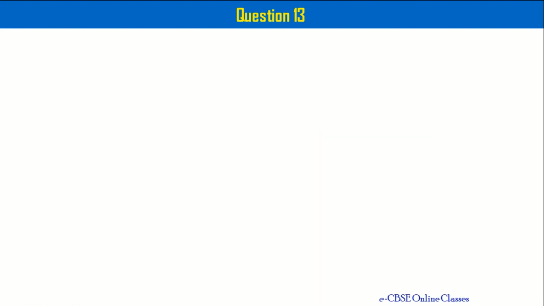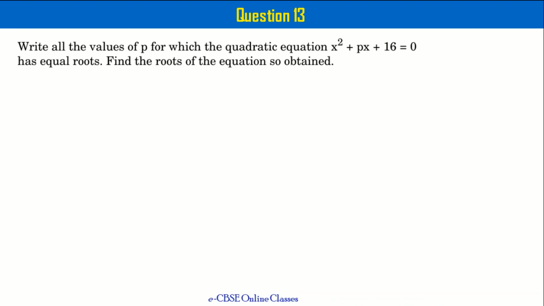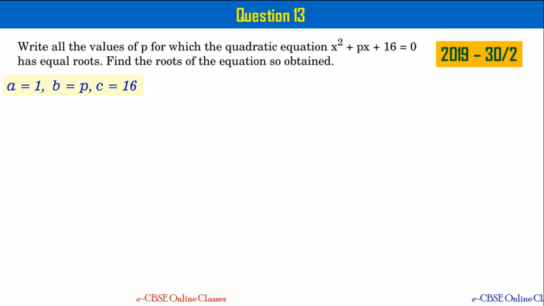Let's take a look at the next question, that is question number 13. Write all the values of p for which the quadratic equation x square plus px plus 16 equal to 0 has equal roots. Find the roots of the equation so obtained, is the question given, that is from 2019. When you compare the given equation with ax square plus bx plus c equal to 0, you can say that a equal to 1, b equal to p and c equal to 16, right?